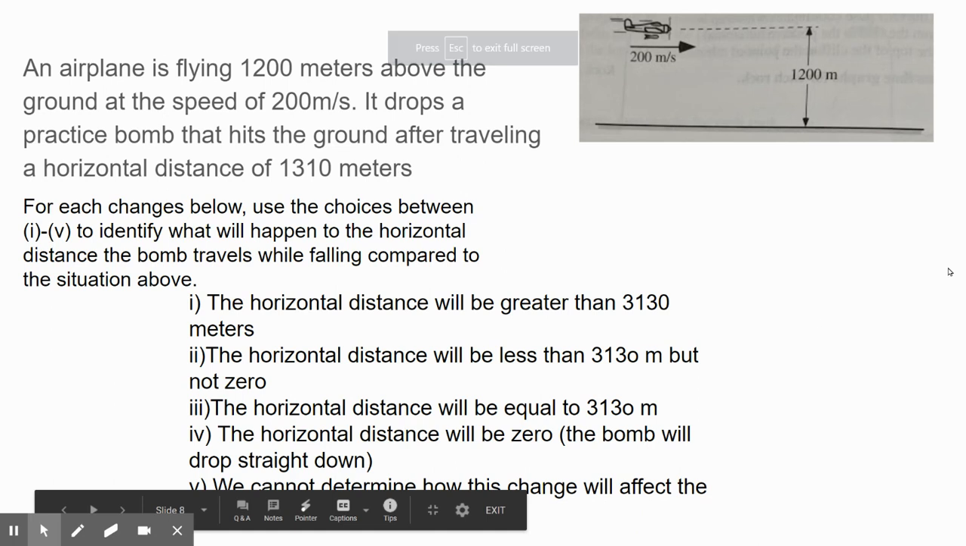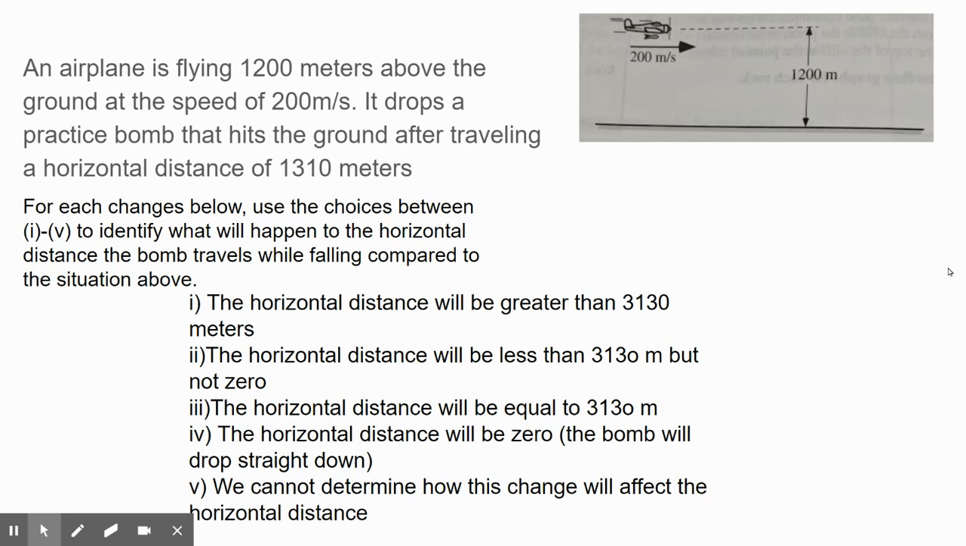All right, so here is an airplane. The airplane is flying at 1,200 meters above the ground at a speed of 200 meters per second. It drops a practice bomb that hits the ground after traveling a horizontal distance of 3,130 meters. For each change below, use the choices between I and V to identify what will happen to the horizontal distance the bomb travels while falling compared to the situation above.